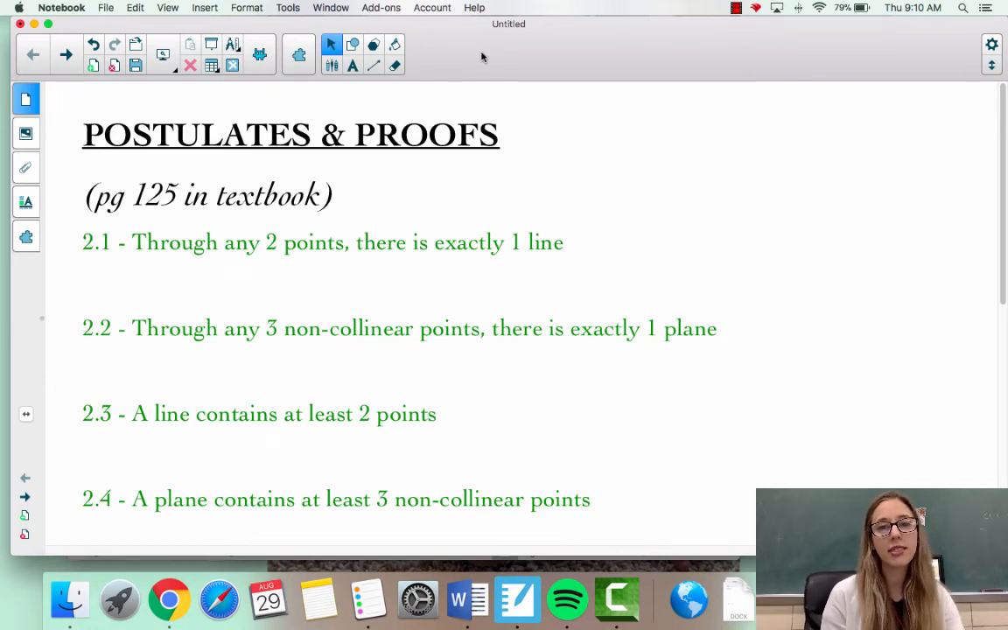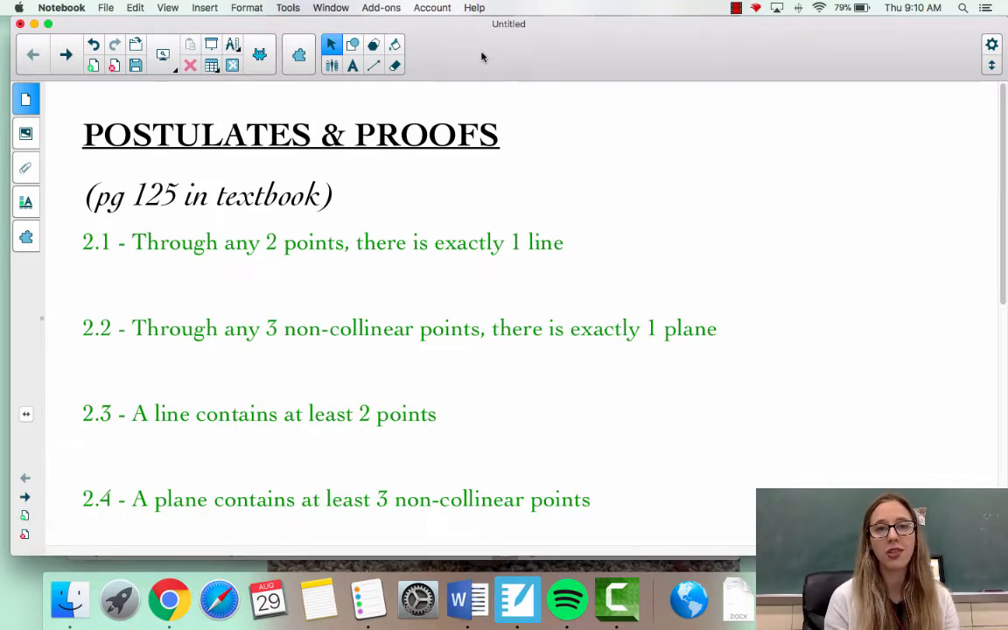Welcome back, everybody. Today's video is going to start off with postulates, and this is going to be kind of an introduction into our geometric proofs. There are 7 postulates that we're going to go through that are in your book. They're on page 125 in the textbook, and I'm just going to go through and read each one.